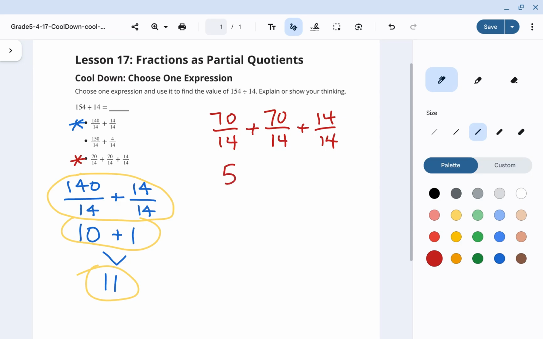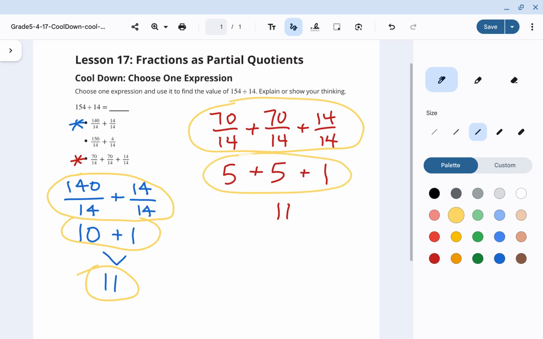So I'm going to have a 5 that I'm going to exchange for the 70 fourteenths, and another 5 that I'm going to exchange for those 70 fourteenths, and then, just like in my blue question, 14 over 14 is equal to 1, and I know that 10 plus 1 does equal 11. So once again, this was my first step, just rewriting. This was my second step, looking and seeing what each of those fractions equals as a whole number, and this is my answer, 11.